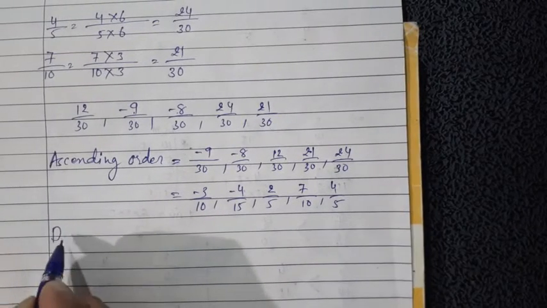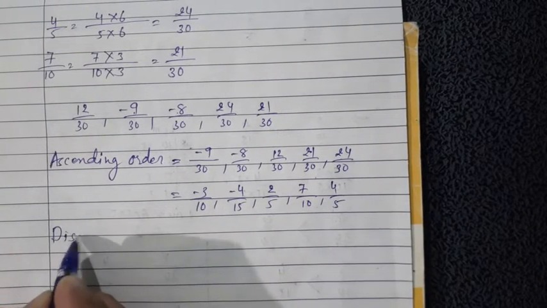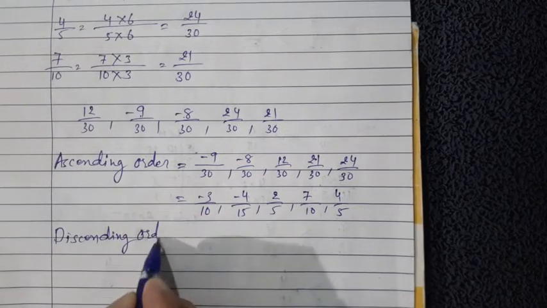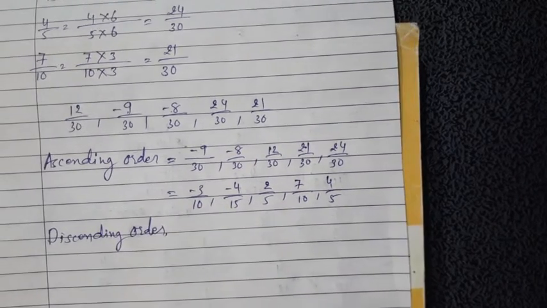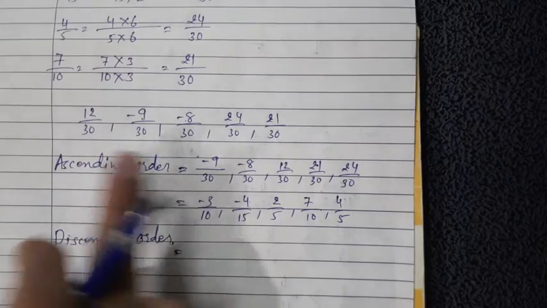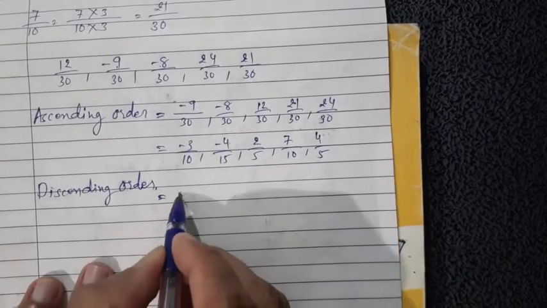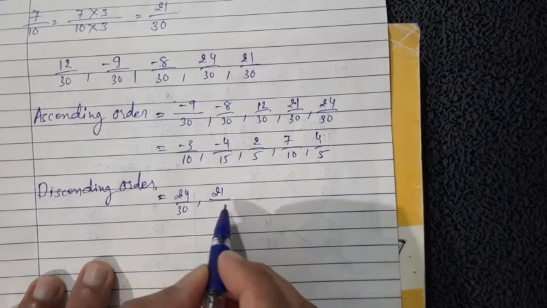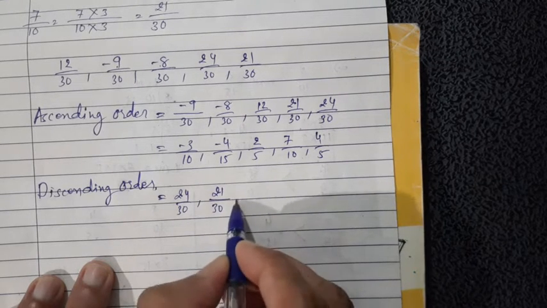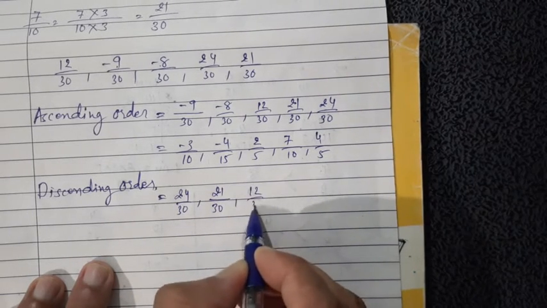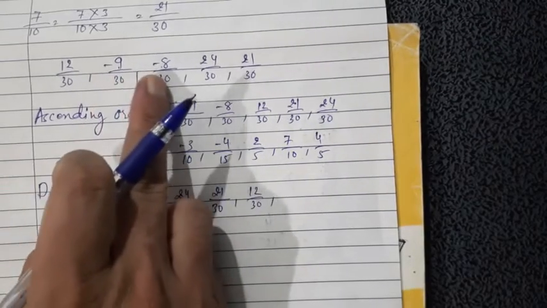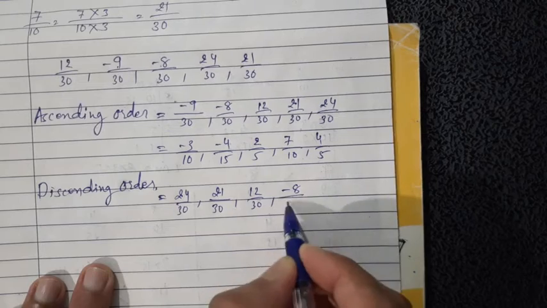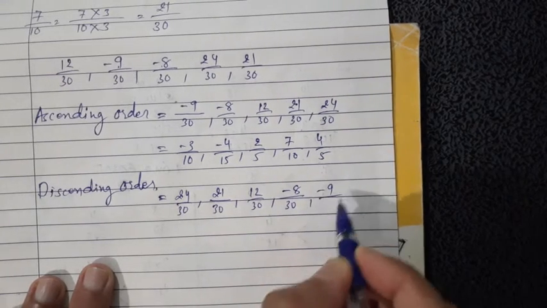Now descending order. Descending means the greater value first. So that is 24 upon 30. Then less than 24, that is 21. Then less than 21, 12 upon 30. Then minus 8 and minus 9. Which one is greater? Minus 8 is greater. So that's minus 8 upon 30. Then minus 9 upon 30.